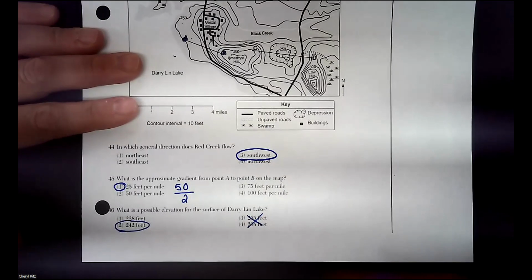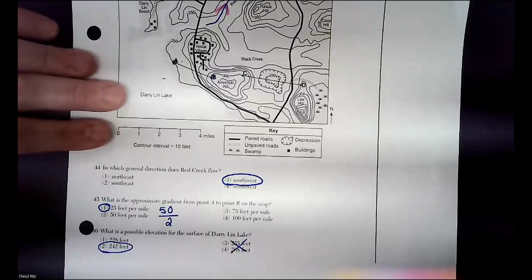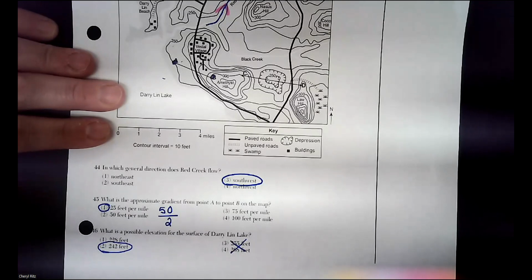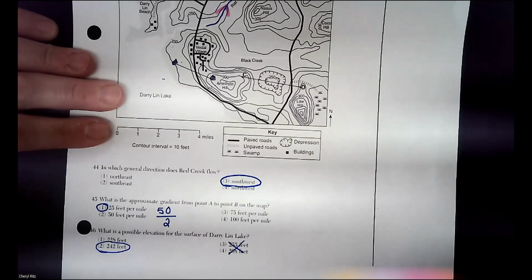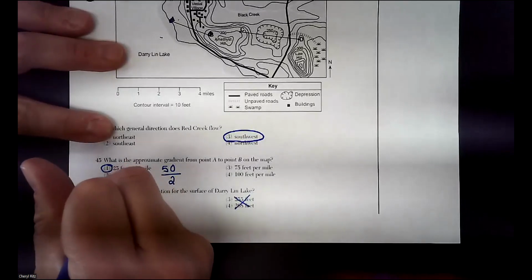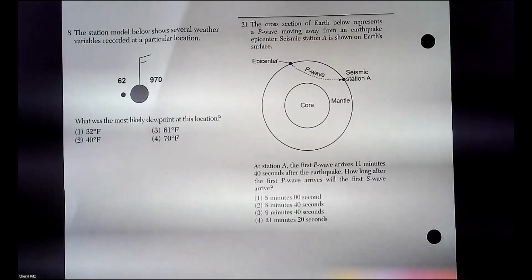How did we know it wasn't 228? Too low. That's too low. There would have been more lines. There would have been a 240. There would have been a 230 line. They're not there. So that means there's nowhere on this map that's 240. Dairy Lynn Lake. Yeah, Dairy Lynn Lake. Darien Lake. Do you think it's lake? I'm not sure. It's pretty good.